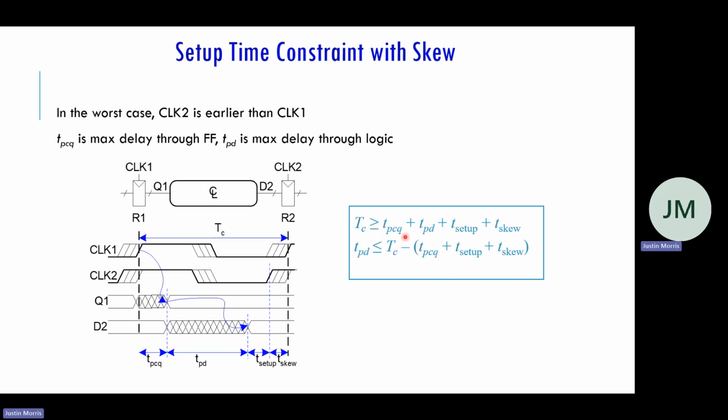So in that case, it means that we need to make sure that our clock period is long enough to accommodate the earliest possible early clock edge. So we add the skew to this equation, right?